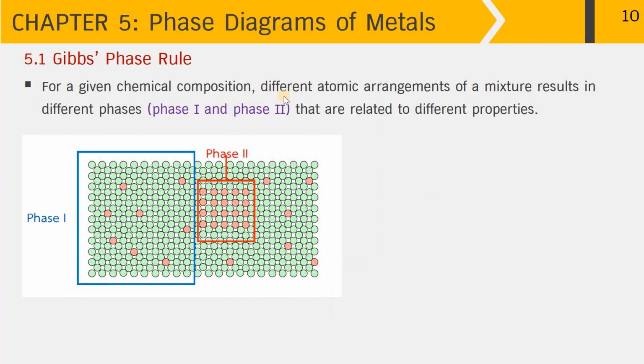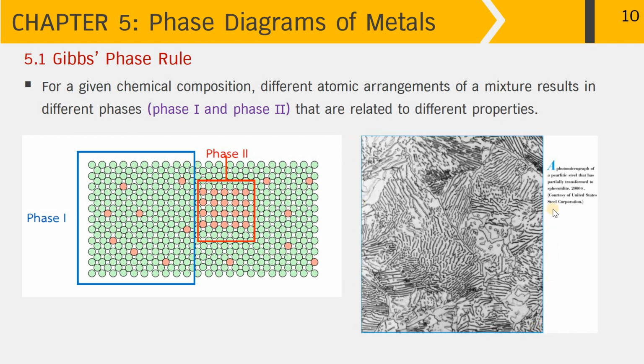And for a given chemical composition, different arrangement of atoms of a mixture results in different phases that are related to different properties. And for the example in the picture over here, I will give you the example of two phases, which are phase 1 and phase 2. In the big blue square, here's in the phase 1 that the pink atoms replacing the green atoms. So phase 1 is disordered substitutional solid solution phase. And now if we move to the next region of phase 2, the pink atoms replacing the green atoms in order, even though there are two types of atoms same as in the previous phase. But within this region, the amount of the solute atoms or the pink atoms are much higher than in the previous case. Moreover, they are arranged in order, so we can see clearly that phase 2 has different atomic arrangement in comparison of the arrangement of atoms in phase 1.